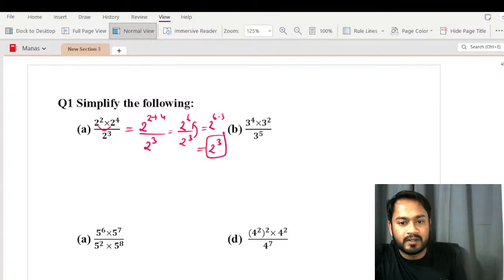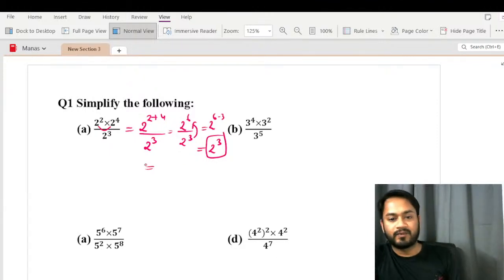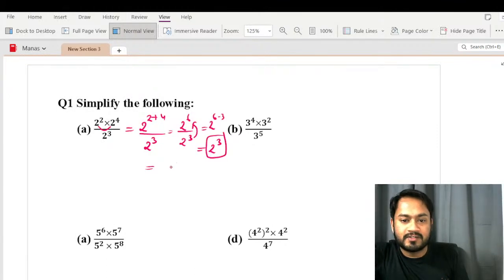Sometimes they ask you to write the answer as an integer. So 2 raised to power 3 you can write as 8. Done.